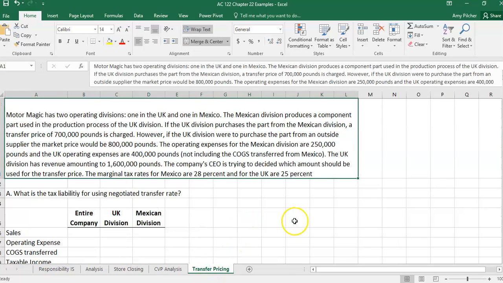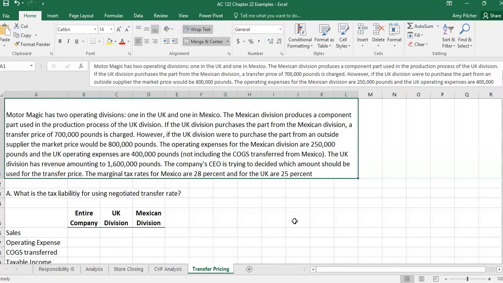The last example that we have in chapter 22 is about transfer pricing. So if you remember from the chapter 2 lecture and the Learn Smart information, PowerPoint, transfer pricing is used when we have different divisions in our company that are transferring goods from one location to another. In this example, we have an operating division in the United Kingdom and an operating division in Mexico. So the Mexican division produces a component part used in the production process of the UK division. So we have transfer pricing.